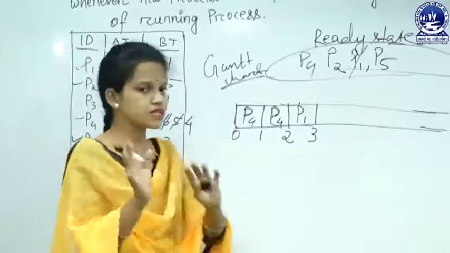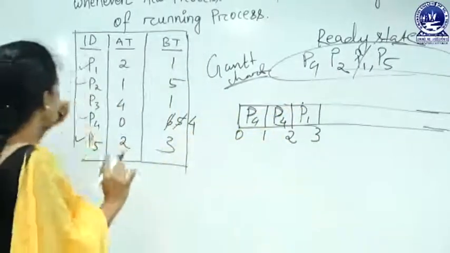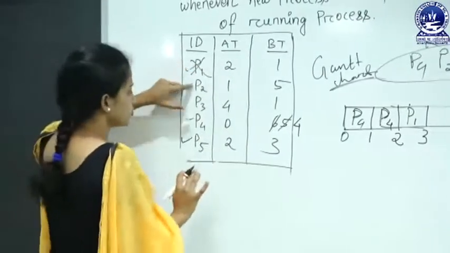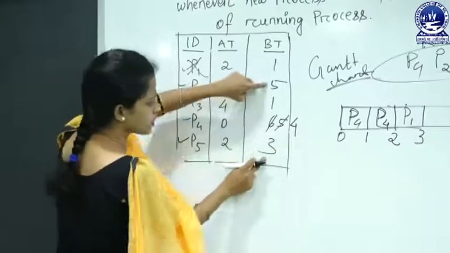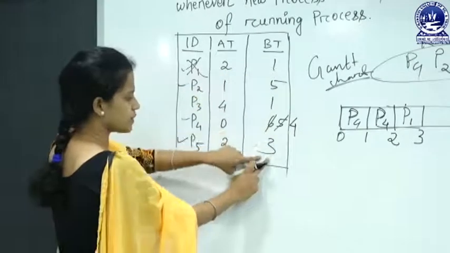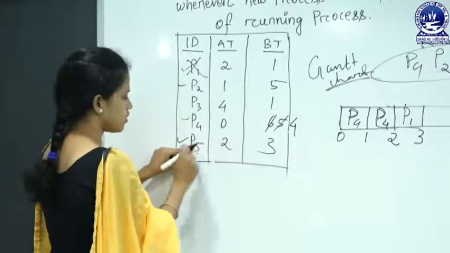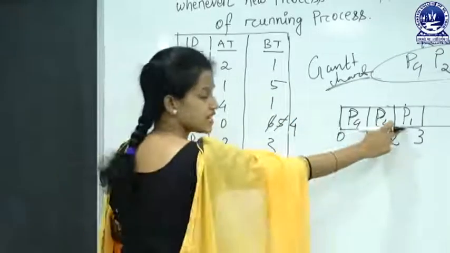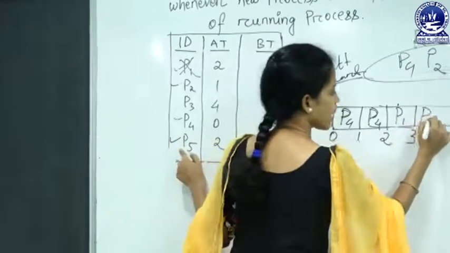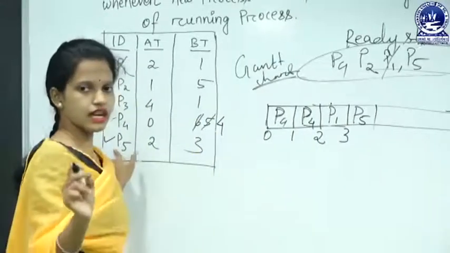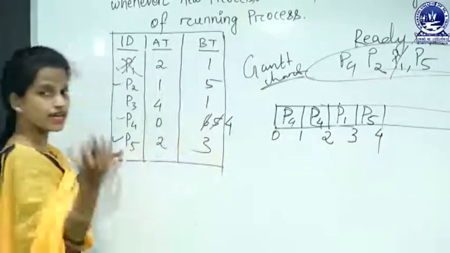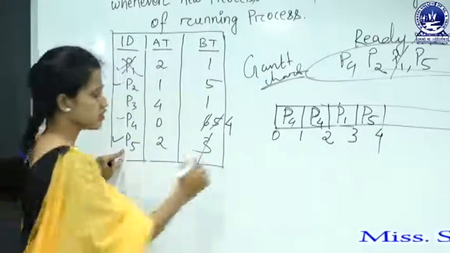So we have to check the burst time of the P2, P4 and P5. P1 is done. So P2, P4, P5: 5, 4, 3, which is smaller? Among these, 3 is smaller. Then we have to allocate the P5 to the CPU, since P1 is terminated. For how much time? Each unit of time, 1 millisecond, until 4 milliseconds. So the remaining time of the P5 is 2.